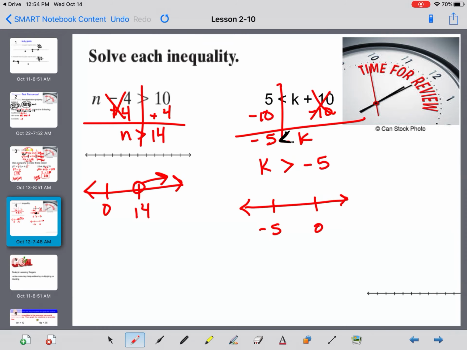Then I graph it. I put -5 and 0, put a circle at -5, and I show that the numbers bigger are going to the right. And neither of these two were equal to, they were only greater than, so I didn't fill in either circle. If you have any questions on the first 4 slides that we did or all of these review questions, make sure that you come and ask me sometime yet today or first thing tomorrow before you take your test.